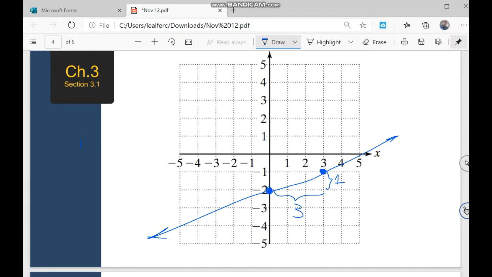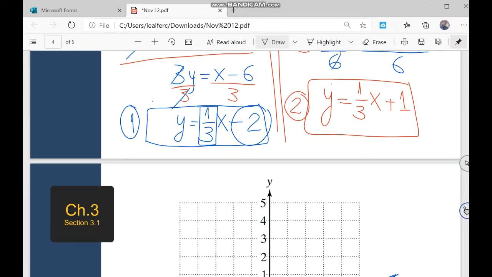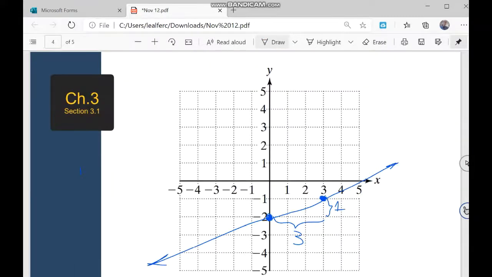With this slope 1/3 and the y-intercept -2. Now let's draw the next one. Next is the red equation, the number 2 equation. And look at that, the slope is the same, 1/3, but the y-intercept is a little bit different, it's +1. So check here where +1 is on the y-axis. +1 is here. And we're going to have the same slope.